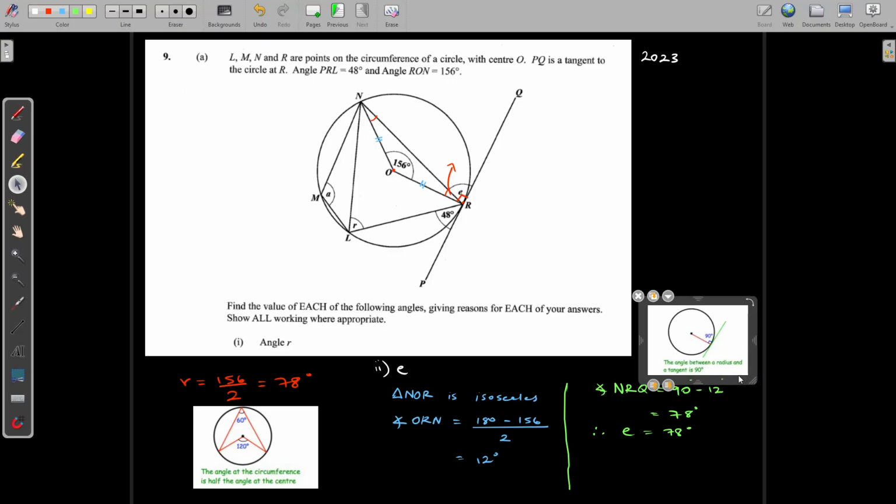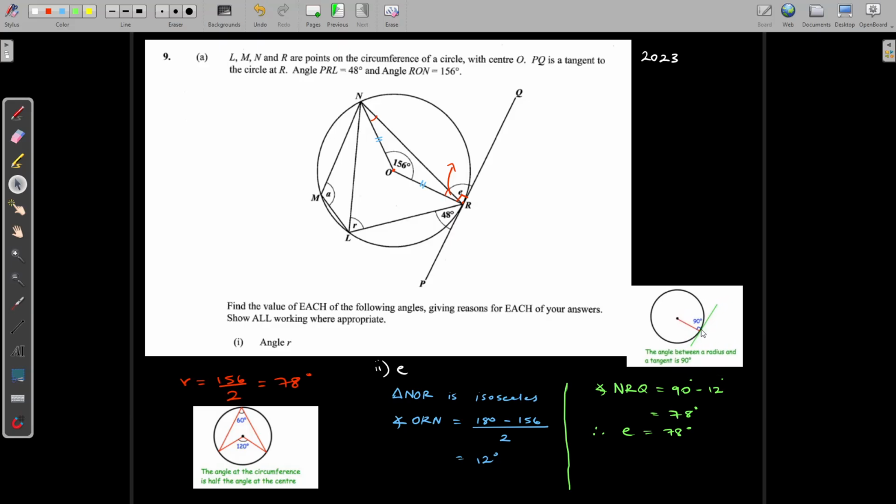So the angle between the radius and the tangent forms 90 degrees. So that's the one that we're going to use for that. Once you're able to isolate the different parts of the question, you should be fine. It shouldn't really take much out of you to get these answers. So now they want us to find angle A.